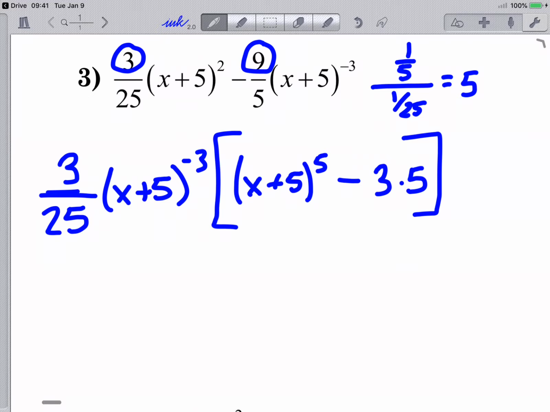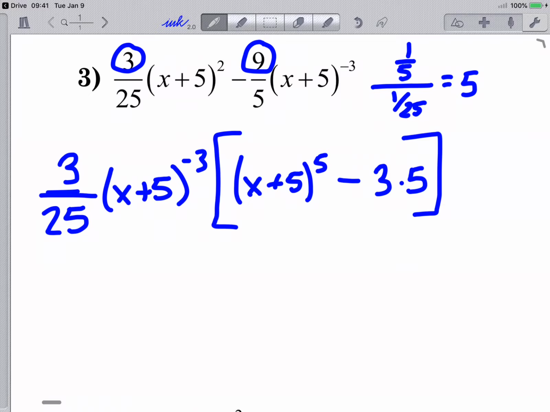If I do a quick check, 3 over 25 distributed to the first term gives me 3 over 25. 3 over 25 times 15 gives me 9 over 5. The 3 times 3 gives me the 9. And the 5 over the 25 gives me the 5 in the denominator.